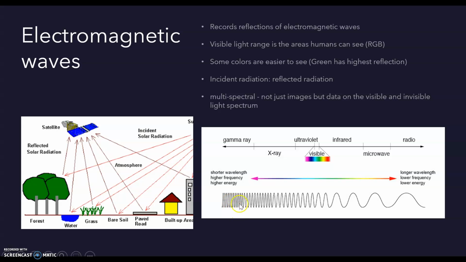The gamma rays right here are the shortest waves, the radio waves are the longest, and the length of the wave tells us how long it takes for the waves to travel. So gamma rays are very, very quick, and radio waves are much slower.